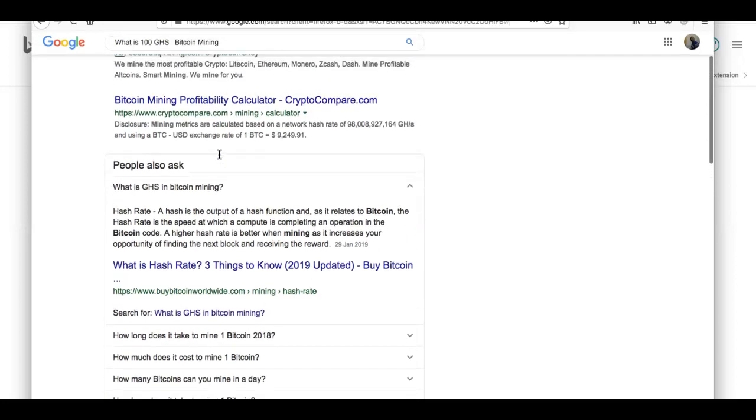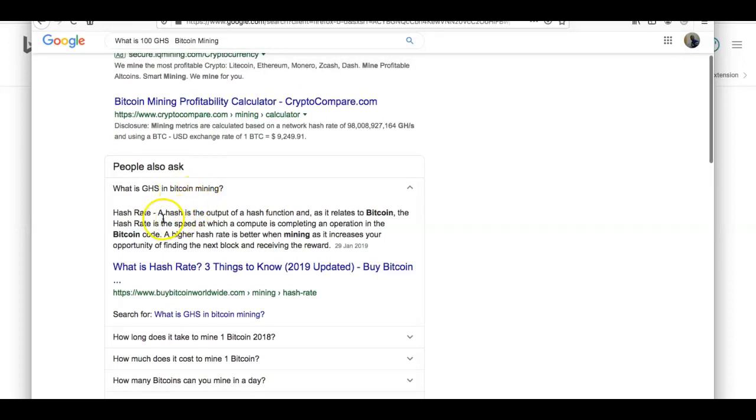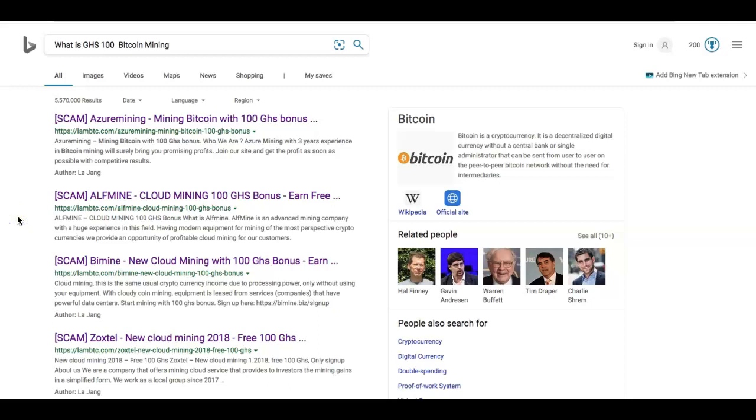So what is GHS in Bitcoin mining? Basically it's hash rate. A hash rate is the output of a hash function, and as it relates to Bitcoin, the hash rate is the speed at which a computer is completing an operation in Bitcoin mining. A higher hash rate is better when mining, as it increases your opportunity of finding the next block and receiving the reward. So that's what that meant, as of 29th of January 2019. Don't know why, when I typed that into Bing, that came up, and in Firefox comes something completely different.